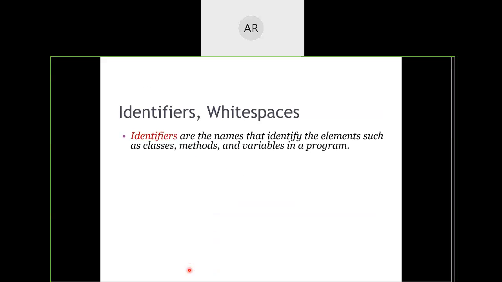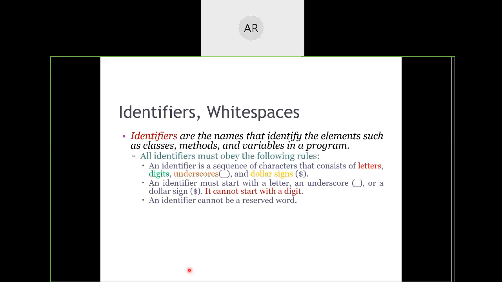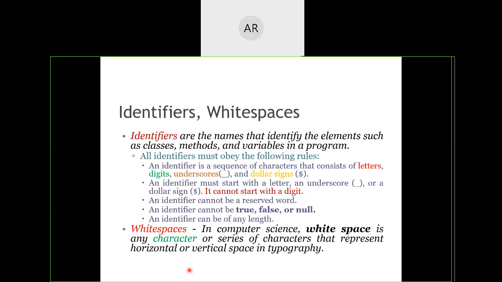So in case of identifiers, the same rules apply as those of C and C++. Identifiers are the elements such as class names, method names, or methods over here, which are the functions, and variable names or literal names, whatever we want to have. So whatever rules are there for C and C++, the same rules apply again.